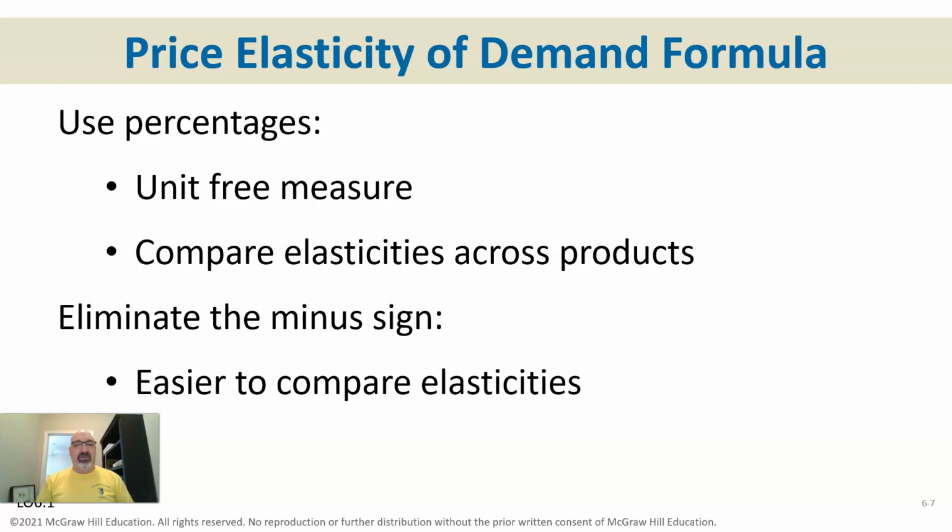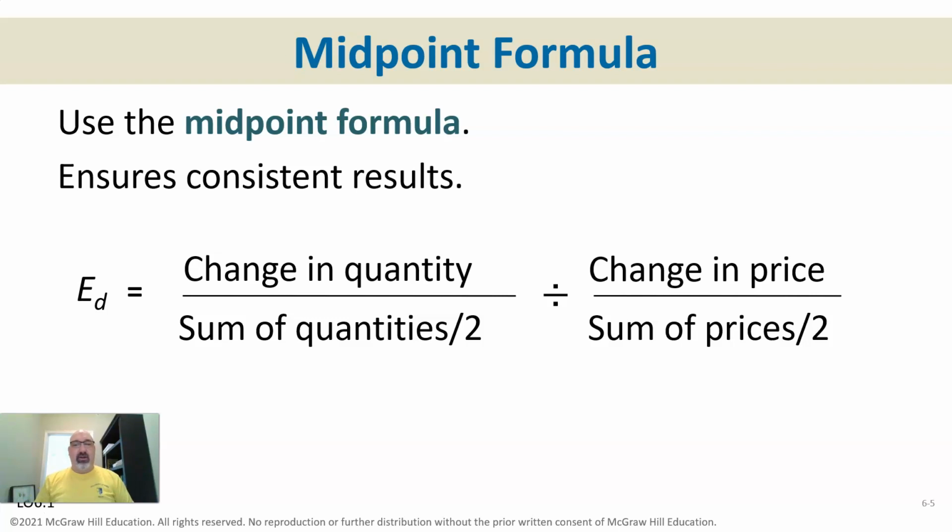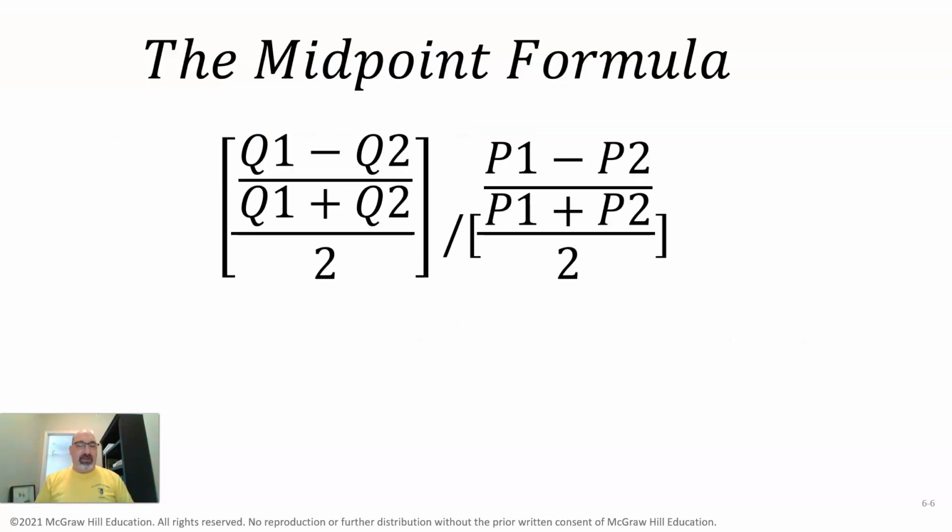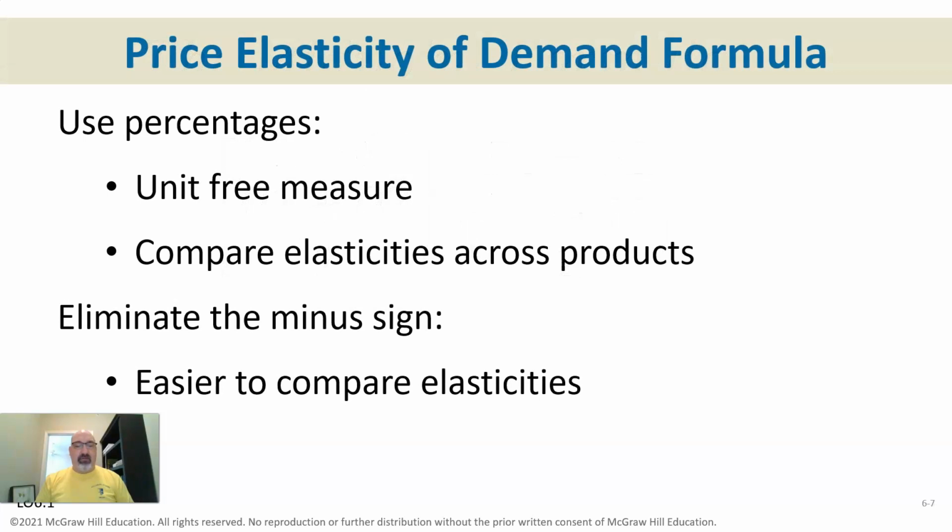We're always going to use percentages in a unit-free measure, so don't worry about units. It makes it easy to compare elasticities across products. The key thing is change in quantity demanded and change in price move in opposite directions, right? If price goes up, quantity demanded goes down. If price goes down, quantity demanded goes up, correct? So it's always going to be a negative number. We are going to convert that into a positive number.